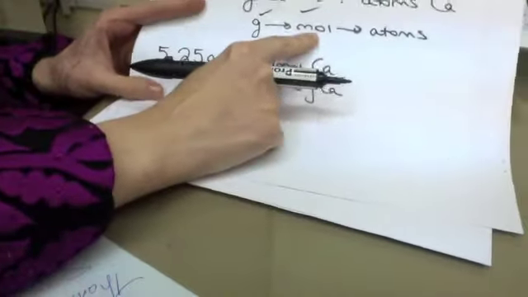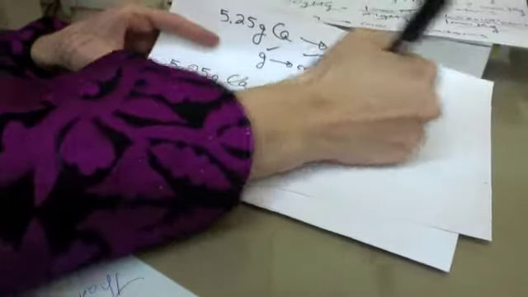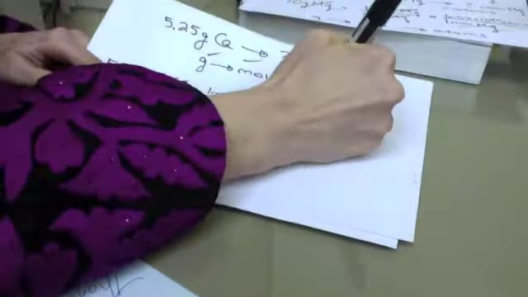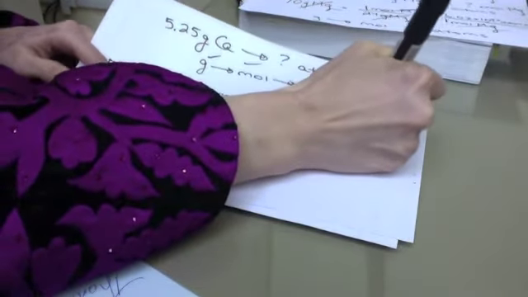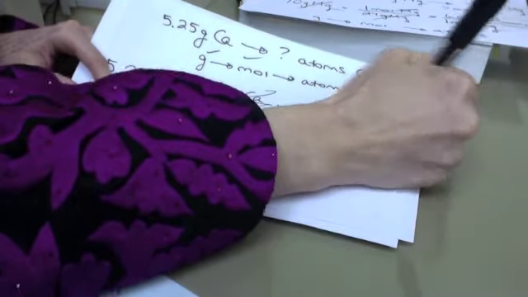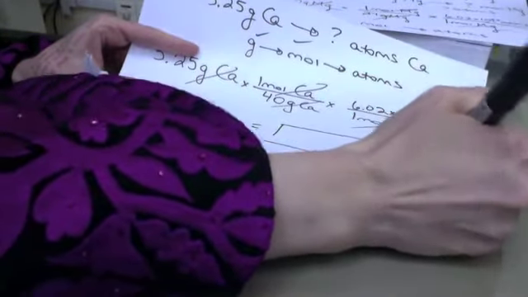Check, check. Now I have to go from moles to atoms, okay? My grams canceled. I have moles of calcium. Now I need to use Avogadro's number, okay? I'm going to put 1 mole of calcium on the bottom now, you see? Because I want these guys to cancel. And on the top, I'm going to put 6.02 times 10 to the 23 atoms of calcium. Okay? And then I'm going to wind up with some answer, atoms of calcium.